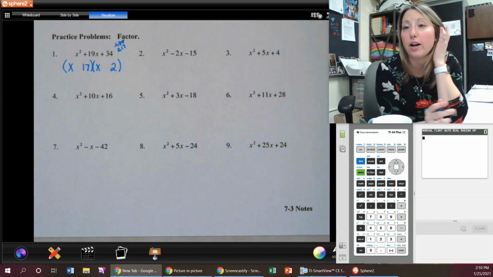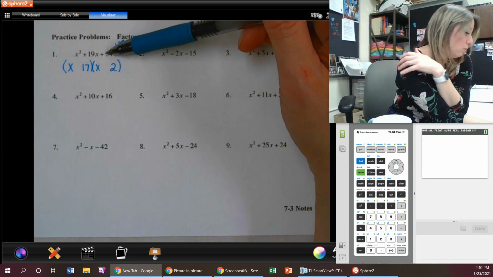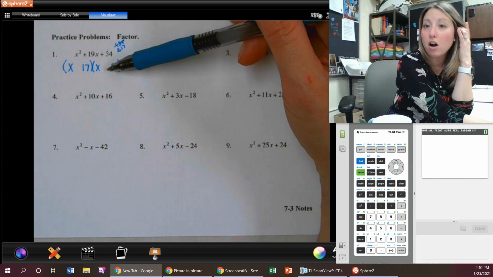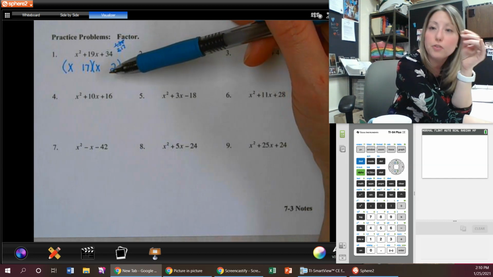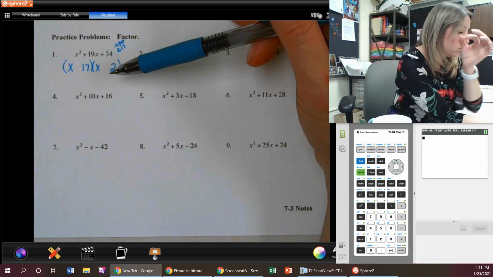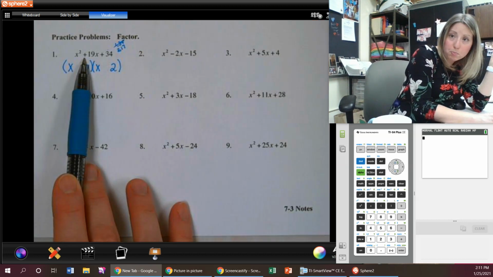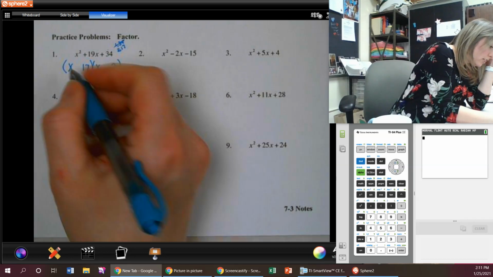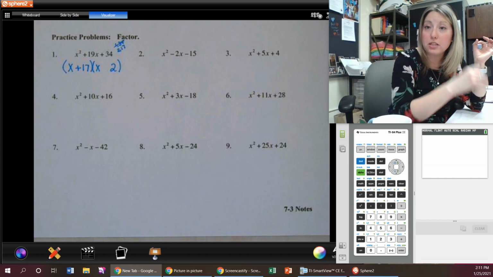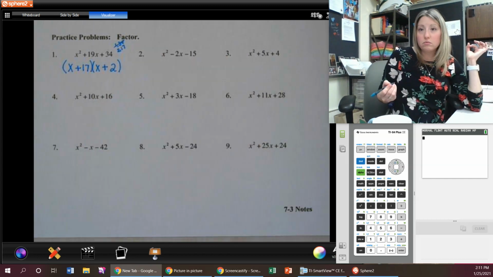And now let's think of the right signs. If your end number is positive, you know that these have to be the same sign. And we already know from me saying it before that the bigger factor always has the same sign as the middle. So what's the bigger factor? 17. What's the sign in the middle term, the B term? It's positive. So 17 has to be positive. But I also know that these two have to be the same sign because my end term is positive. So there you go. There's your answer.